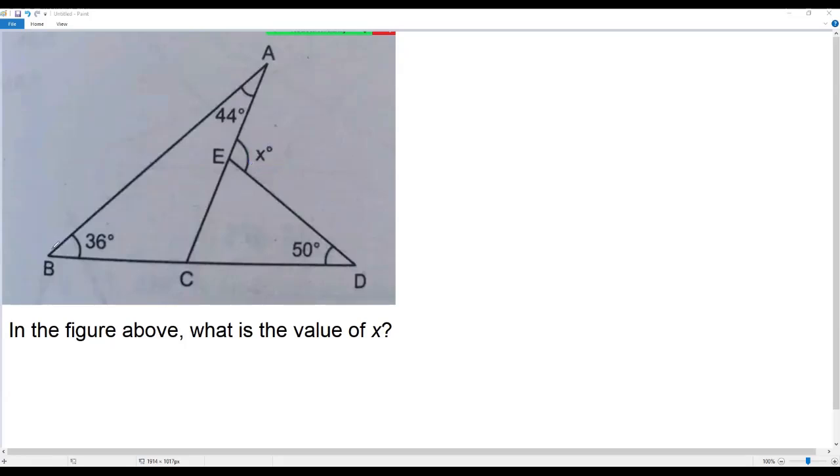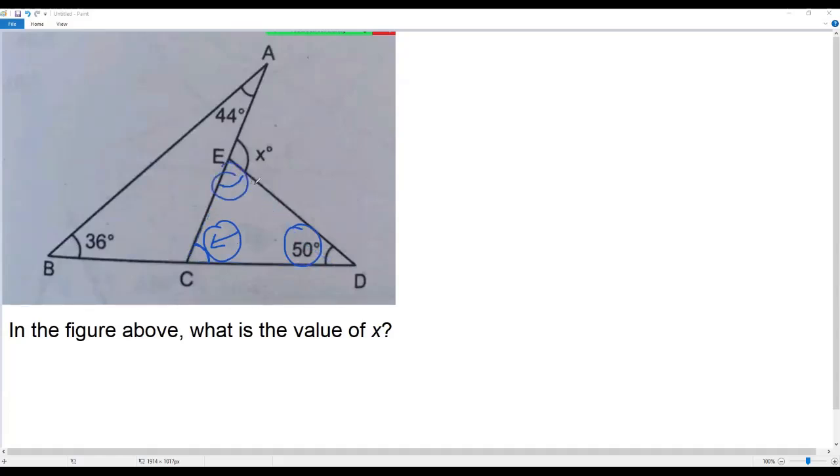Okay, so let me consider the triangle ABC. In this triangle ABC, the angle measure over here is the exterior angle because this angle is outside of the triangle ABC. And here we can use the exterior angle theorem to get the measure of the angle over here. Once I get that, I can use the 50-degree angle measure over here to find the third interior angle measure of this triangle, CED.